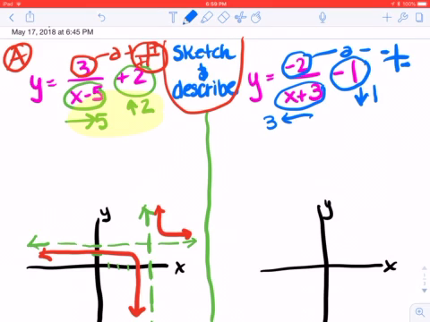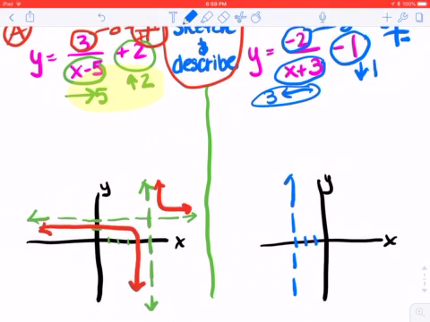So let's go through and get our asymptotes or our dash lines in the right spot. If this one says I move over 3 to the left, I'm going to count over left 3, and basically I'm going to move this y-axis over 3. So there's my dash line.